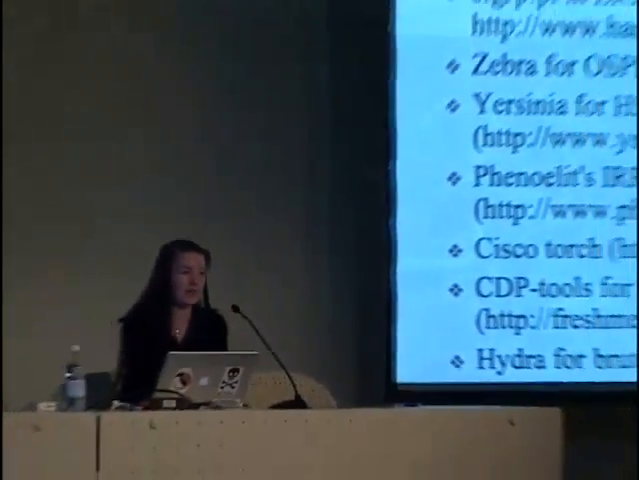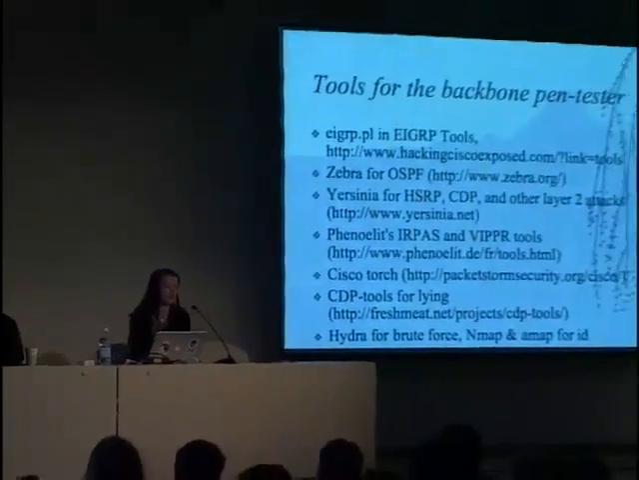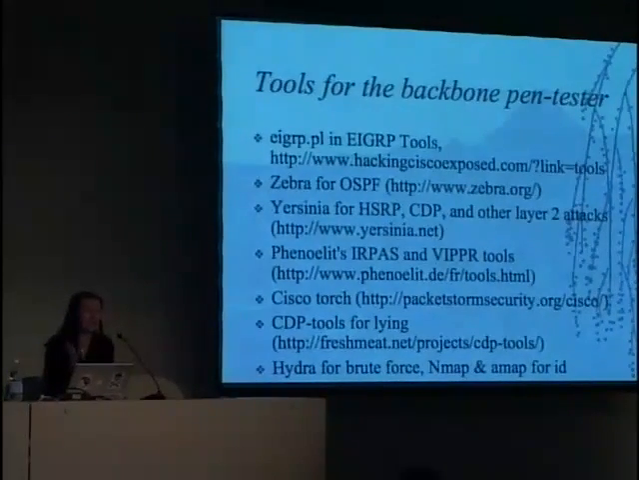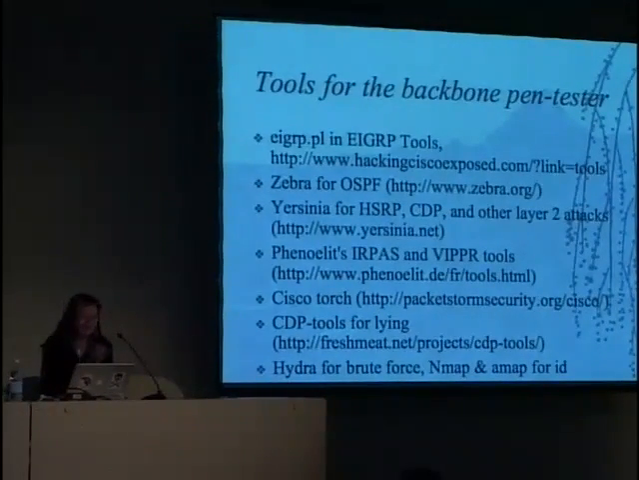So here's the tools slide. There's a Perl script that the Russian guys who did the Hacking Exposed Cisco Networks book wrote so that you can actually speak EIGRP. And all these slides are going to be on the conference website, so you people frantically writing down don't have to write quite so frantically. There's the Zebra suite, which will allow you to speak OSPF. There's a tool called Yersinia, which will allow you to attack a lot of the layer 2 things, the Hot Standby Router Protocol, Cisco Discovery Protocol that we talked about.